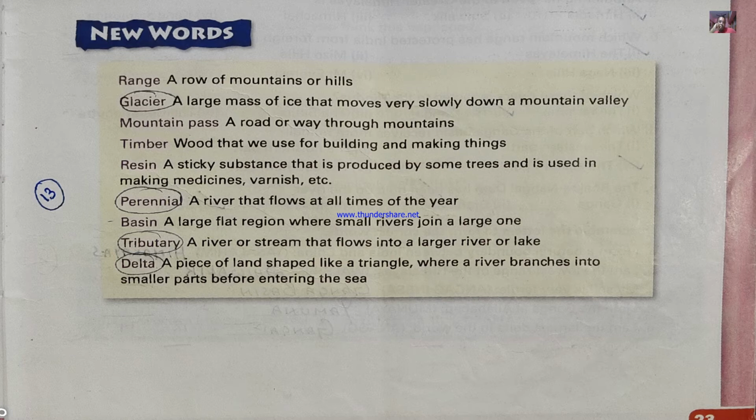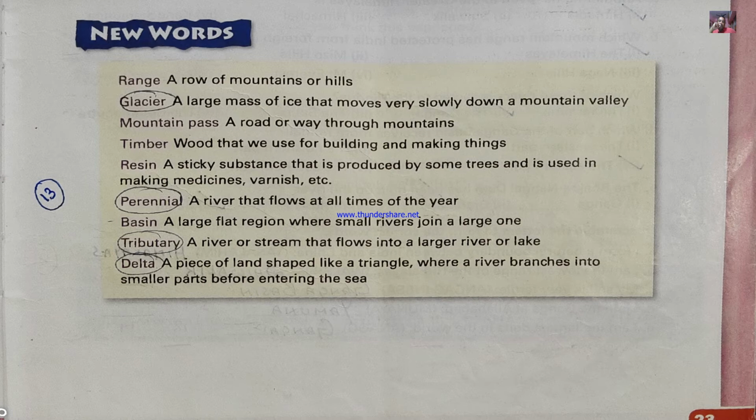You see, something is connected to the previous one. I was talking about many rivers which are joining the main river. These are the many rivers which are known as tributaries. The smaller rivers, the rivers which are smaller than the major river, are known as tributaries. A river or stream that flows into a larger river or lake.